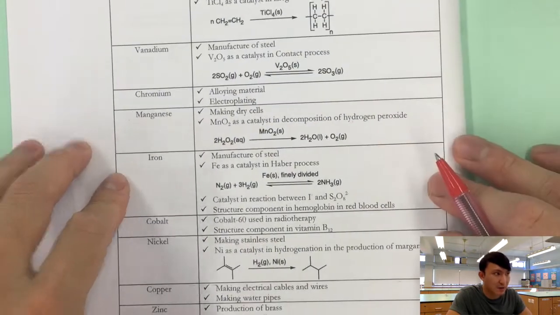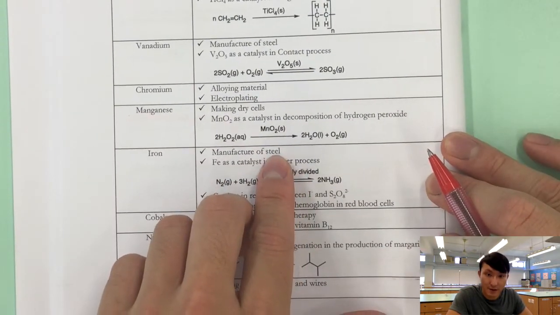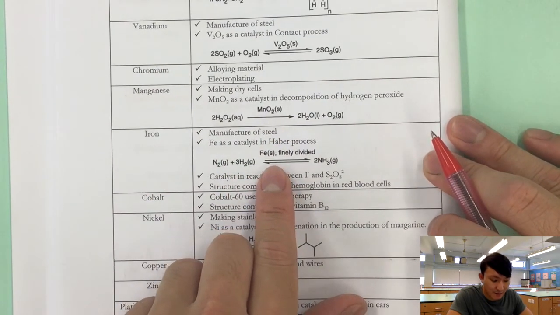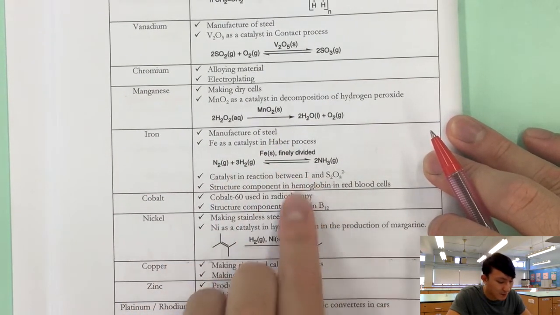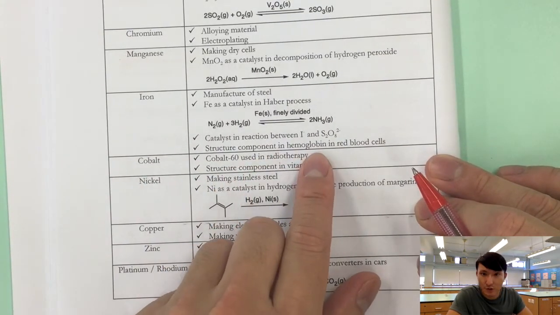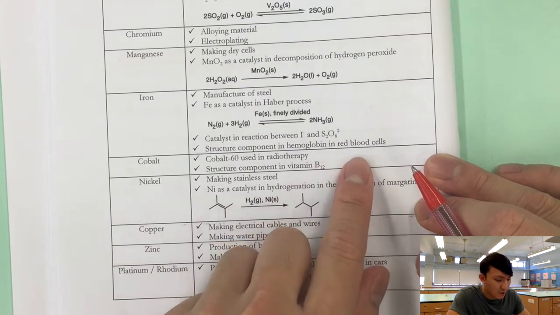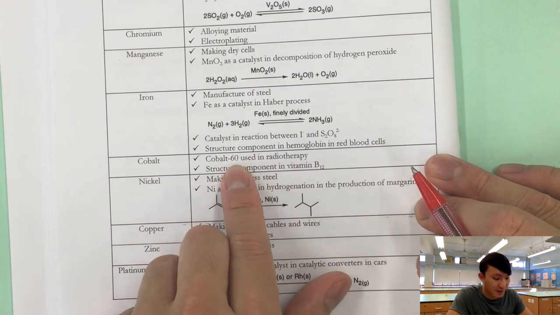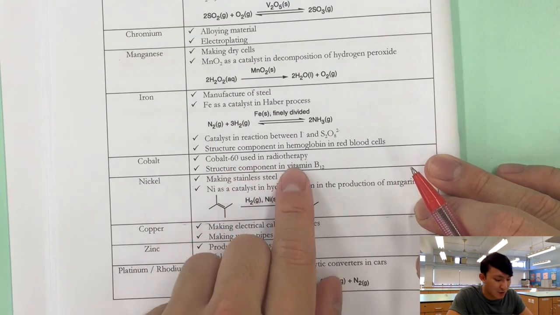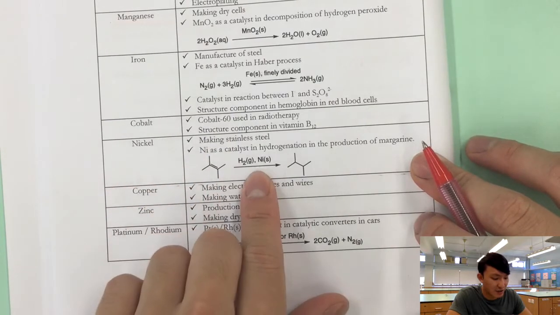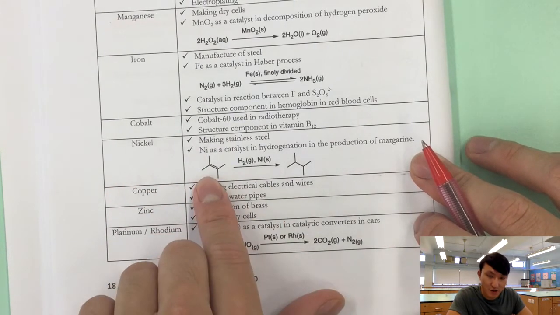Iron, of course, is used to make steel. Steel is used to make infrastructures. Iron is also used as a catalyst in the Haber process. It is also a structural component in hemoglobin in red blood cells. If you do biology, you will know that. Cobalt can be used in radiotherapy. This particular isotope is used to kill cancer cells. Nickel can catalyze the hydrogenation of alkenes to form margarine.